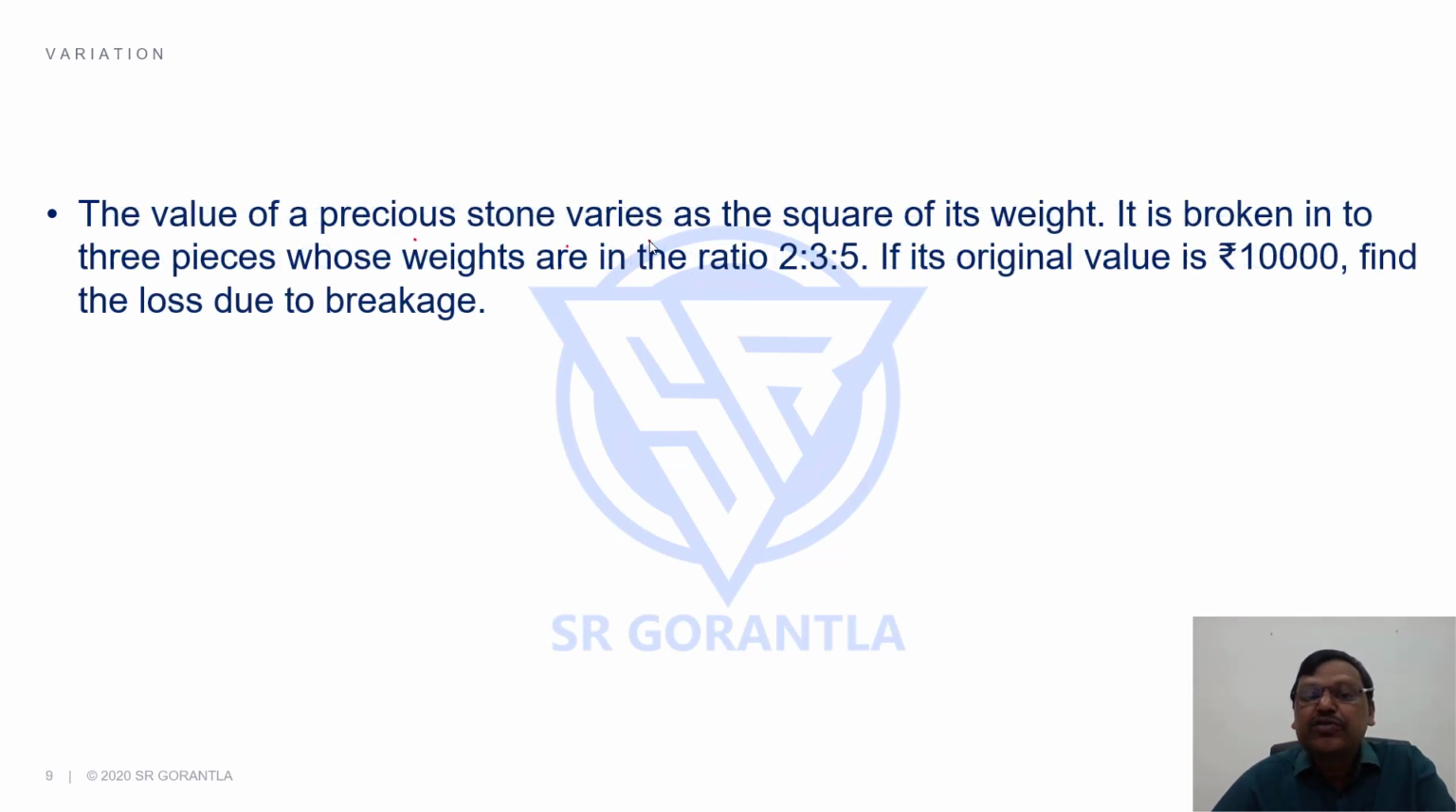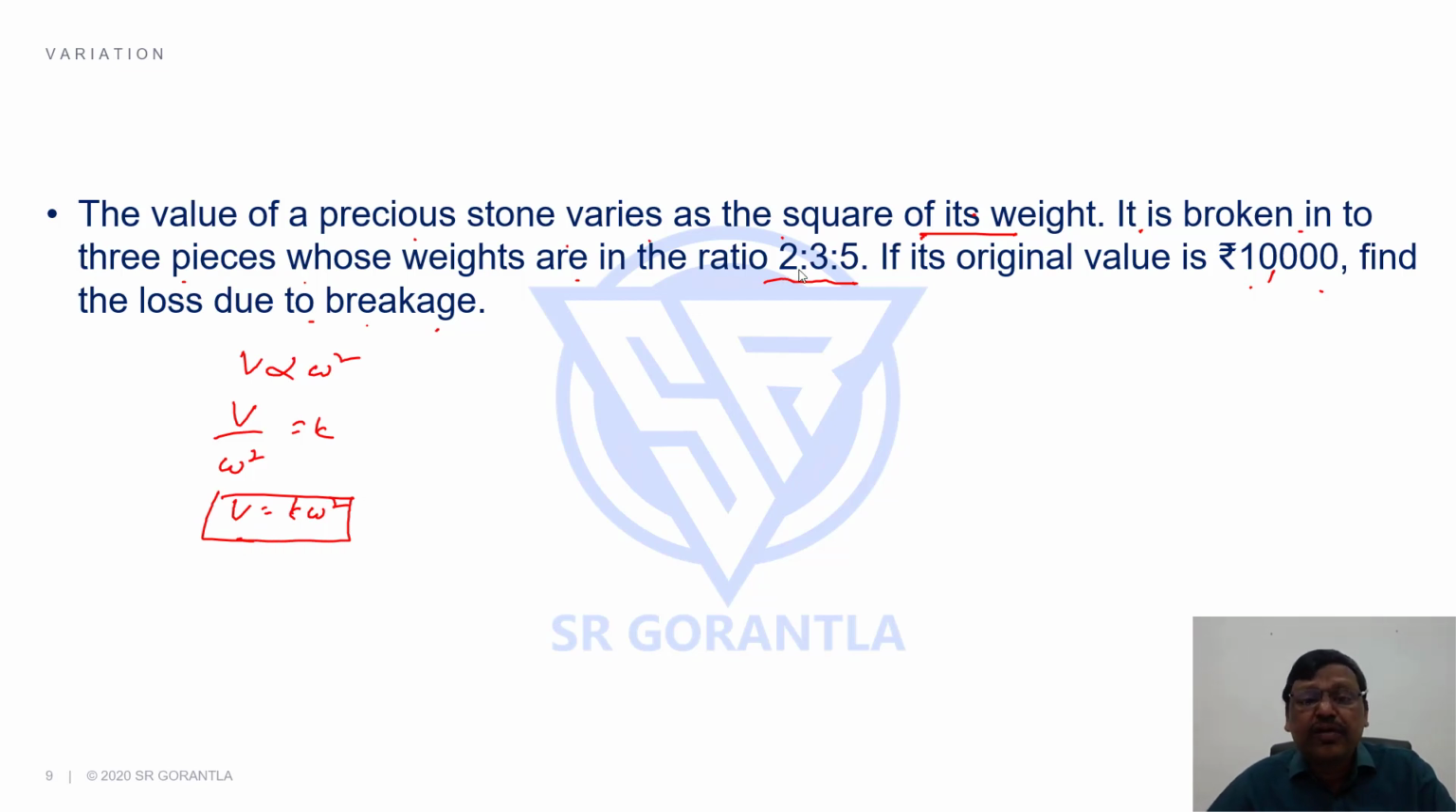The value of a precious stone varies as the square of its weight. It is broken into 3 pieces whose weights are in the ratio 2:3:5. If its original value is 10,000, find the loss due to breakage, a standard examination question. Now here, the value of a precious stone varies with the square of its weight. So V by W square is constant, or I can say V is equal to K into W square.